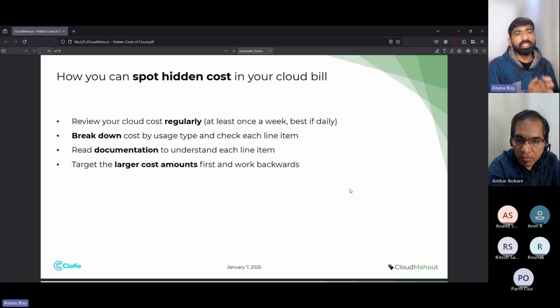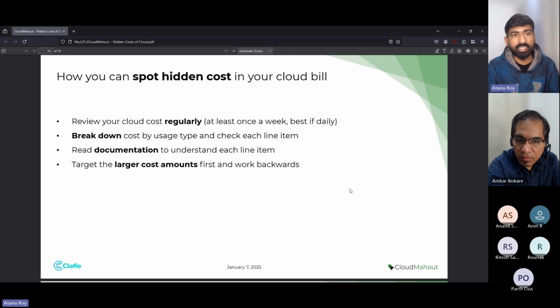The second thing you can do to identify hidden costs: if you just look at your cloud bill at the service level or the region level, it is very hard to identify what kind of line items you are getting billed for. So always switch to your usage level breakdown and then try to dig into your line items. If you look into the usage level breakdown, you will see maybe a few hundred, or for a larger organization a few thousand lines of entries. So it's hard to go through all of them.